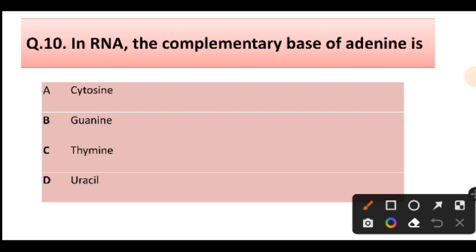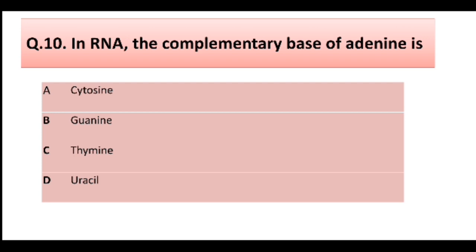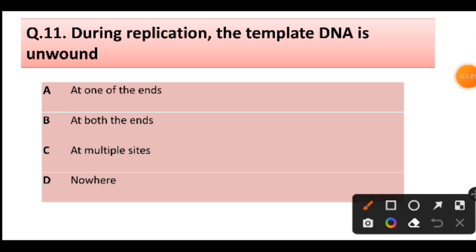Question number 10. In RNA, the complementary base of adenine is cytosine, guanine, thymine, uracil. Correct answer is option D. Uracil is the complementary base of adenine in RNA. Question number 11. During replication, the template DNA is unwound at one of the ends, at both the ends, at multiple sites. Correct answer is option C, at multiple sites.